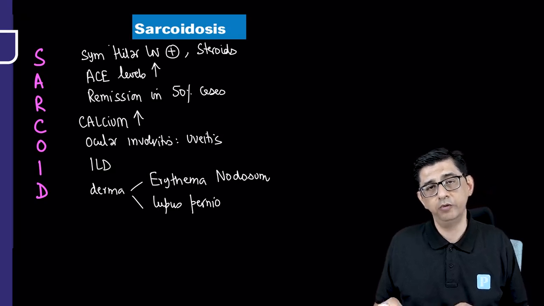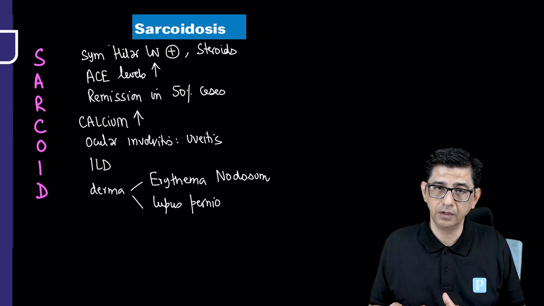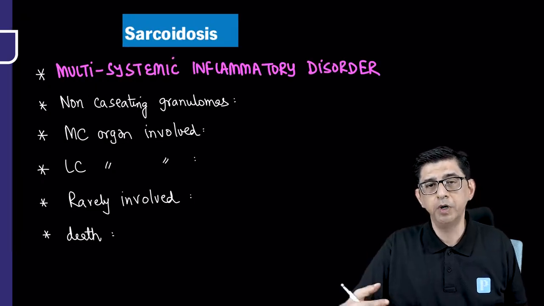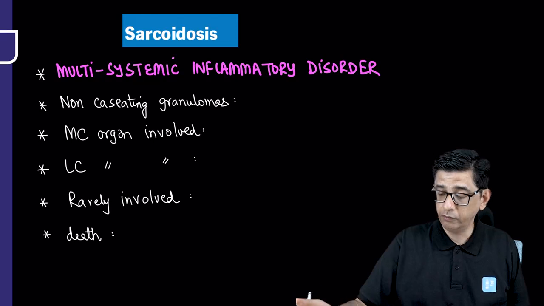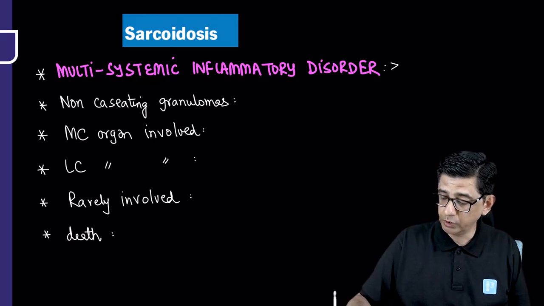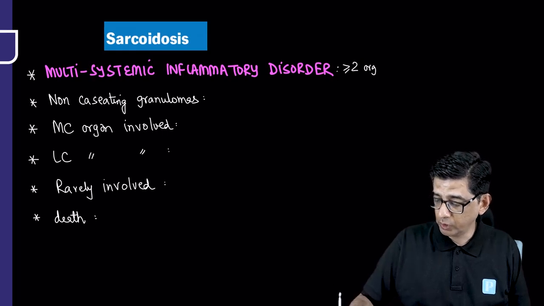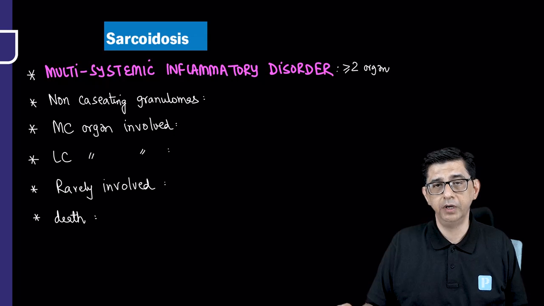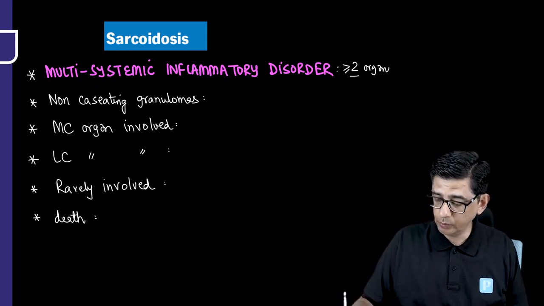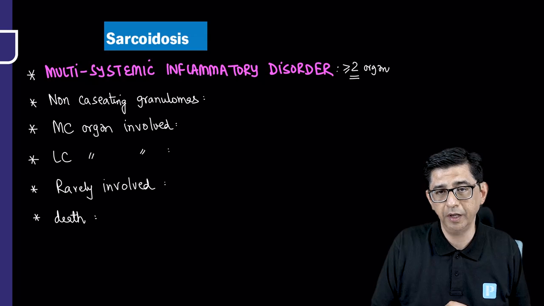Having said this, we'll now focus on the specifics of the disease. The first specific detail to be remembered for this multisystemic disorder is that a minimum of 2 or more organ involvement has to be demonstrated. I'll make a list before you of the common organs which are involved, but we need to demonstrate at least 2 or more organs having non-caseating granulomas.